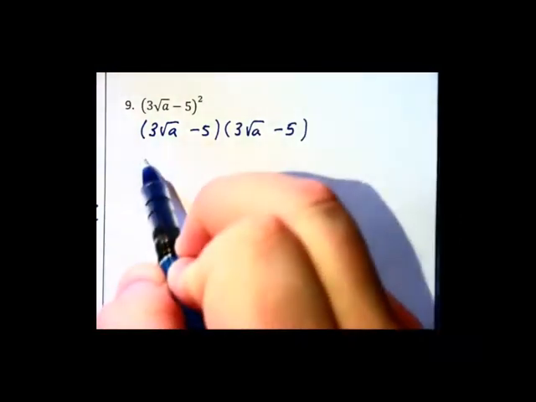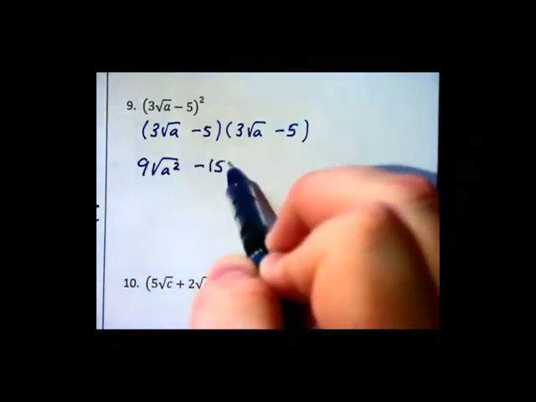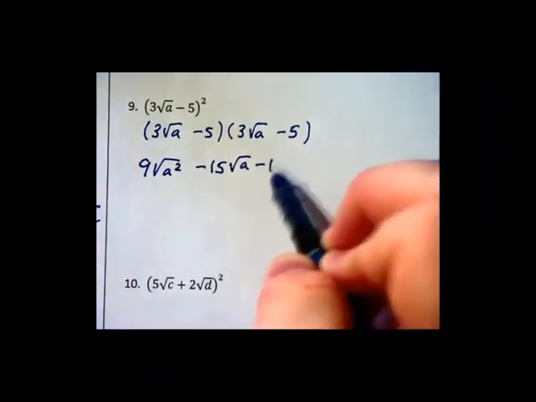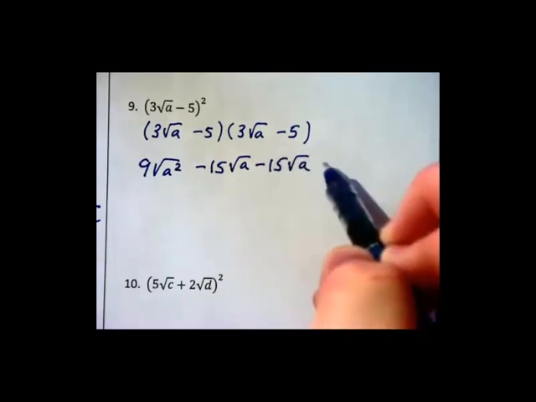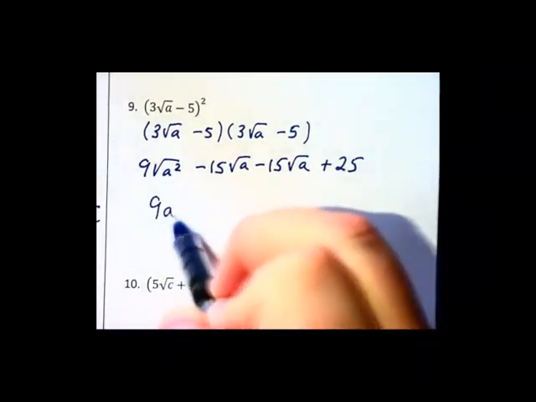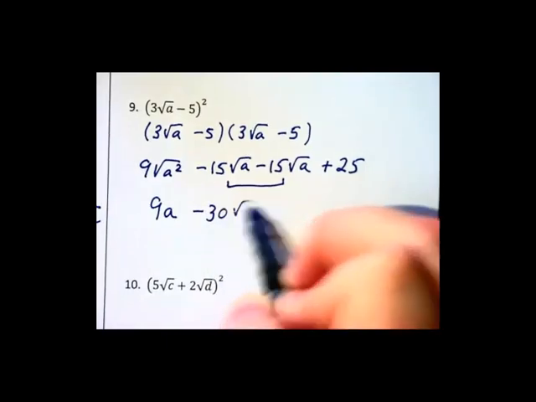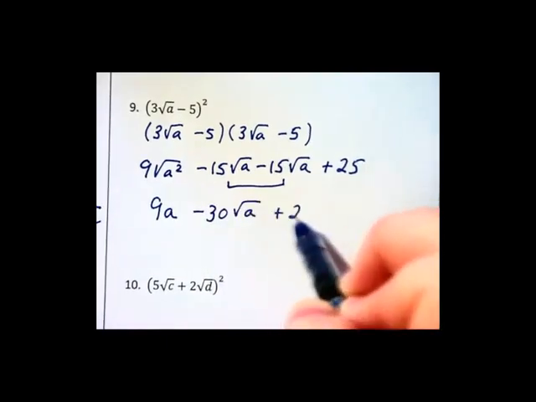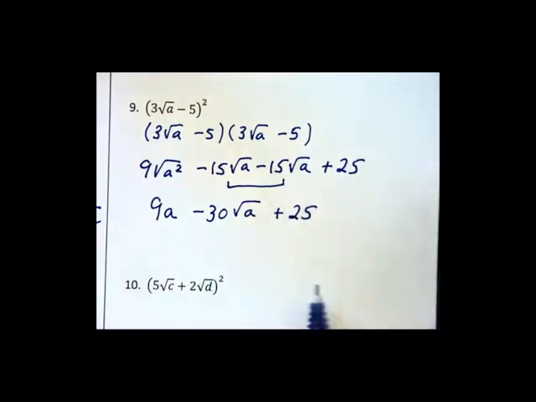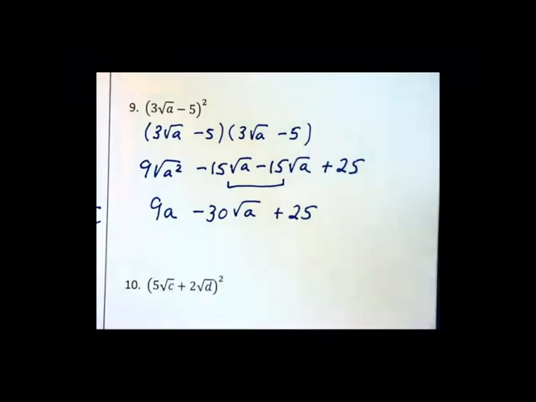First term of FOIL is 9 root a squared. Outer is a minus 15 root a. Inside is a minus 15 root a. And the last term of FOIL is a positive 25. So we have 9a. Combine these middle terms together to make minus 30 root a. Bring down the plus 25. Now technically with that 9a, you might need absolute values, but odds are there's a disclaimer on this problem saying that all variables represent positive values, and so I'm just going to leave the absolute value off.